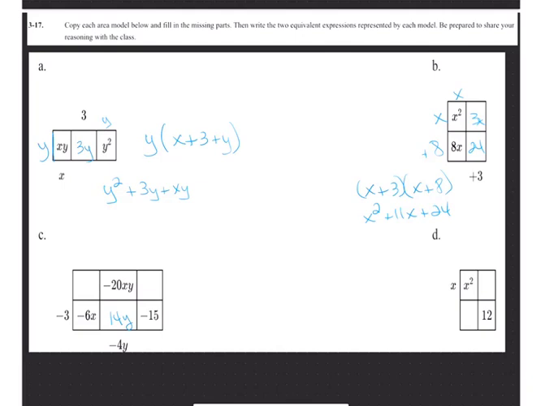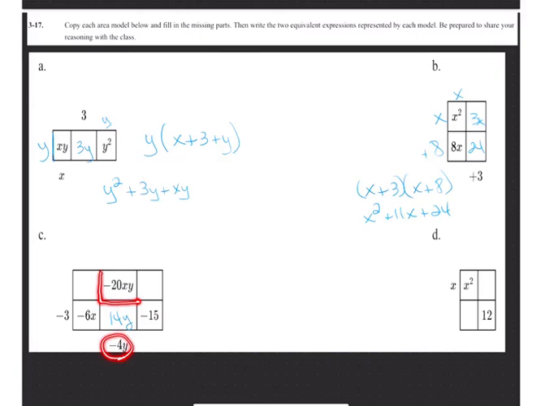So now I'm just going to move up and look at this negative 20xy. Because in order to get negative 20xy, I have to do this side times this side. And do I know one of my sides? Yeah, I know that it's negative 4y. So I have to multiply by negative 4y in order to get negative 20xy.